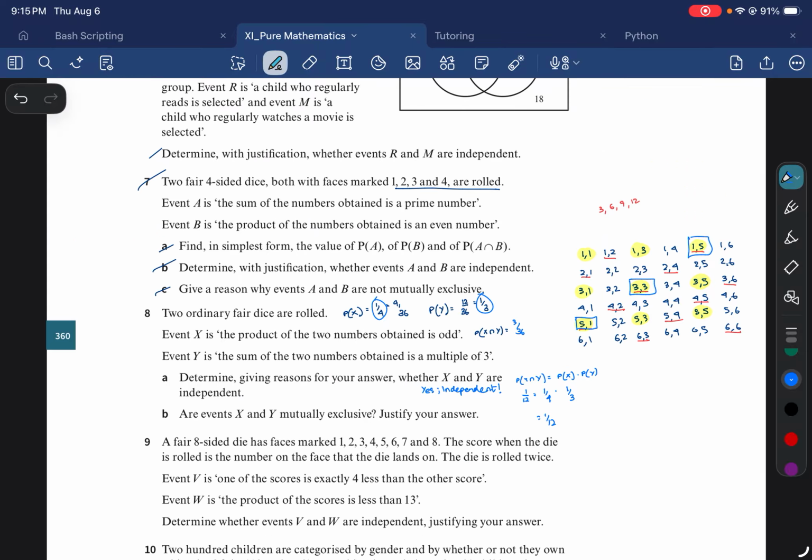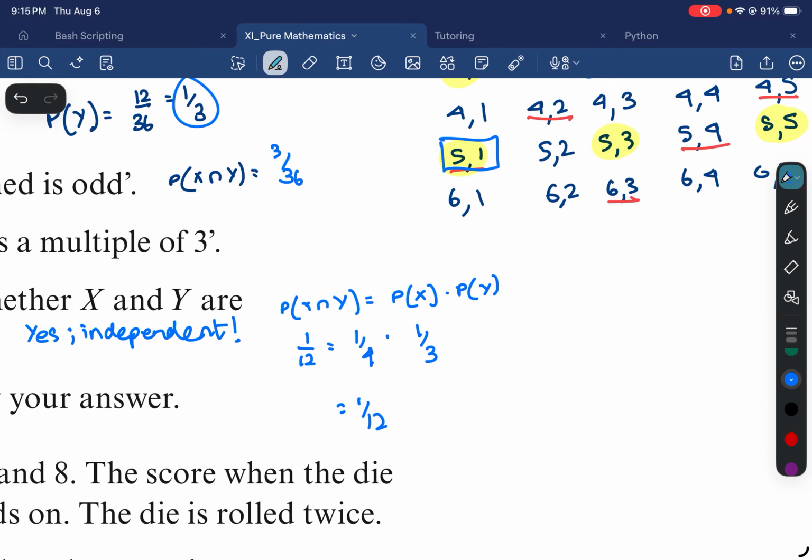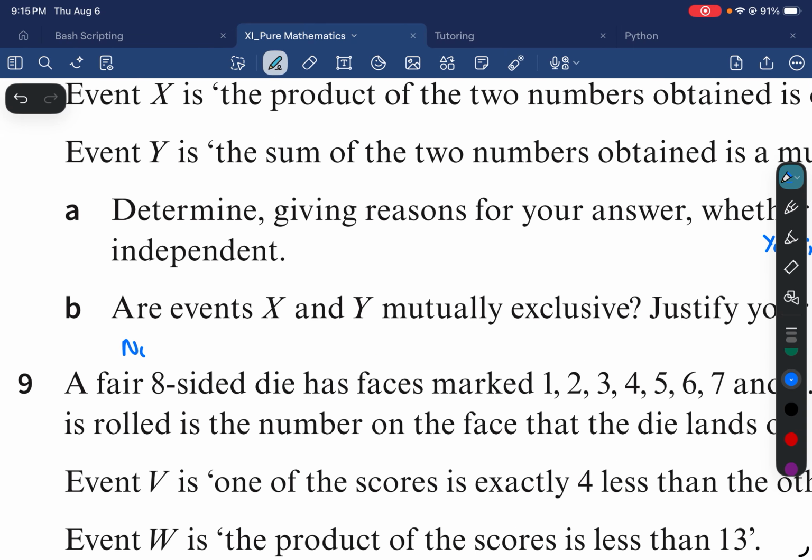Are events X and Y mutually exclusive? No. They are not mutually exclusive because P(X intersect Y) does not equal 0.